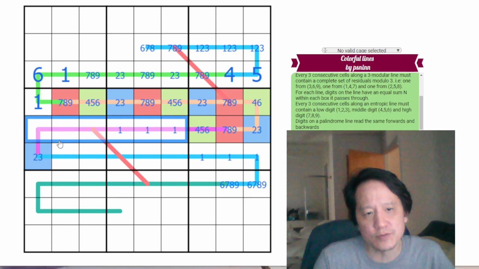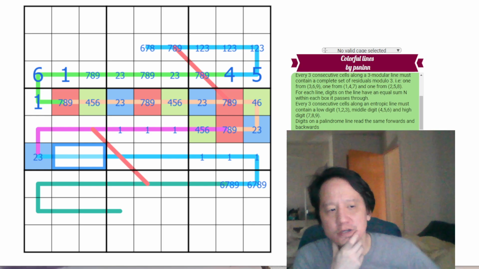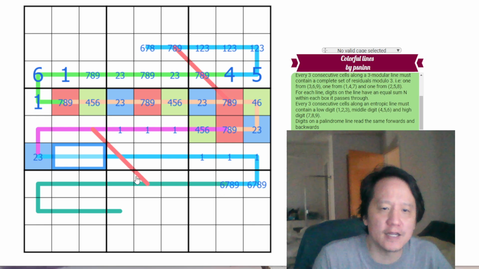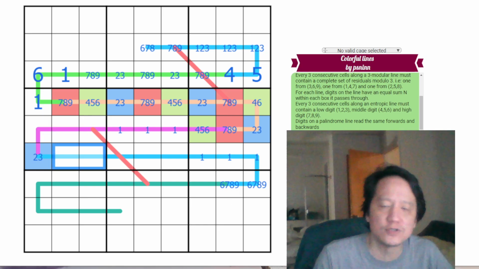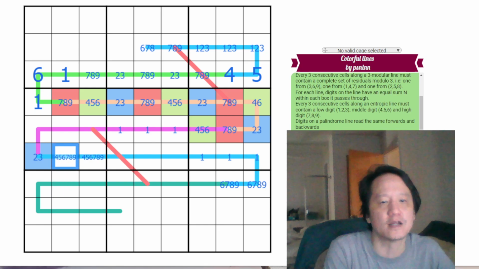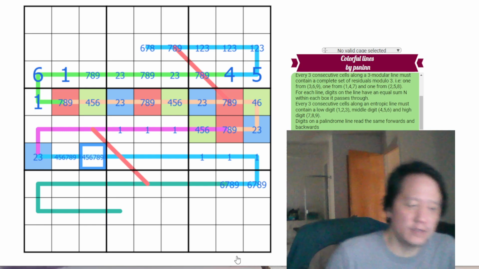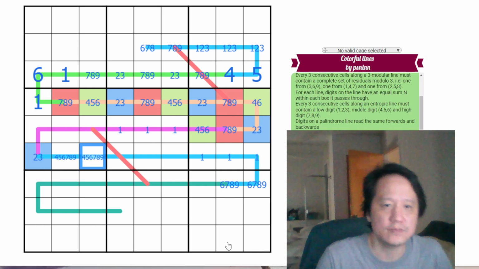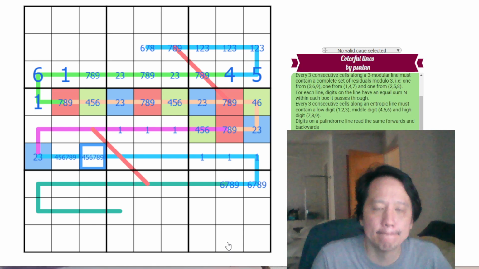And one of 2 or 3's here. Can this be 2 or 3? I don't think so, right? So this cannot have another 2 or 3, right? Because the minimum this would be is 2 plus 3, 2 plus 3 plus 9, which is 14. So that's not possible. So the other 2, 3 has to be here. So this is 4, 5, 6, 7, 8, 9. Okay.